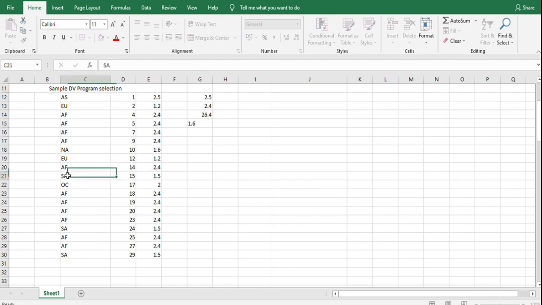And then we have South America. We have 3 from South America with the possibility of having a derivative of 1.5. So 3 times 1.5, we get 4.5. What other region is remaining? We have Oceania. For Oceania, we only have 1, which has a possibility of having a derivative of 2.